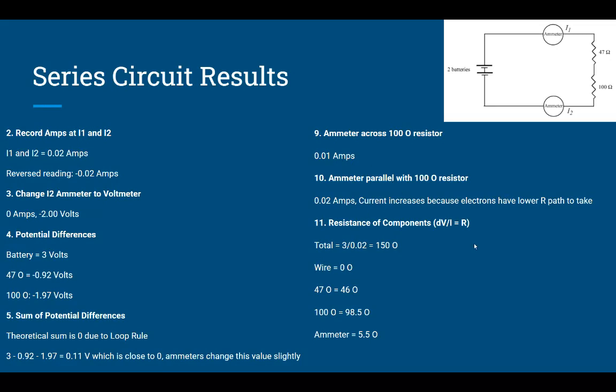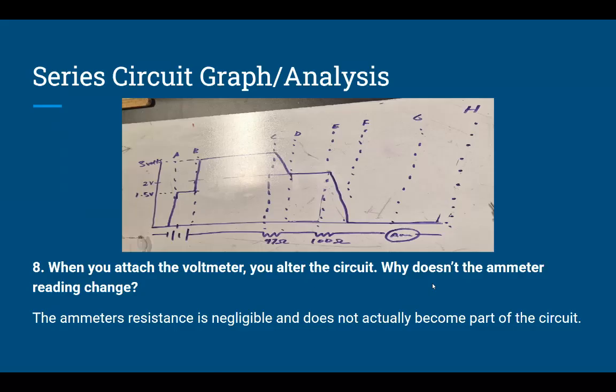And then for the resistance of the components, we were given this equation: dV, which is our potential difference, over the current is equal to the resistance. So the total is going to be 150, but we know the wire has none. These numbers are based on our potential difference divided by the current, so there we go. And then the ammeter is just equal to the total minus these two values.